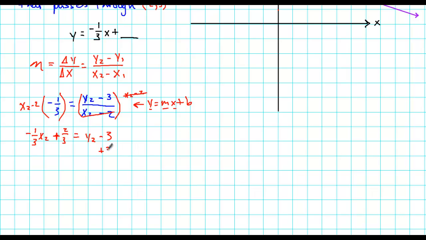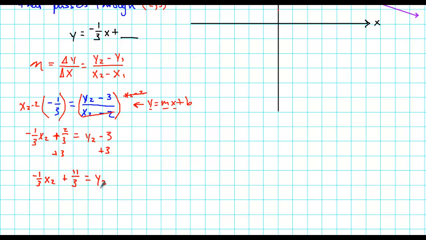I'm going to add 3 to both sides. See, I won't add 3 to that because that has an x, so I'm going to add the 3 to this. Now, negative 1/3 x2 plus, now 3 is 9/3, right? So 9/3, 10/3, 11/3. And then on this side, I just have the y2, and negative 3 plus 3 just cancels each other out. So now I'm done, right?